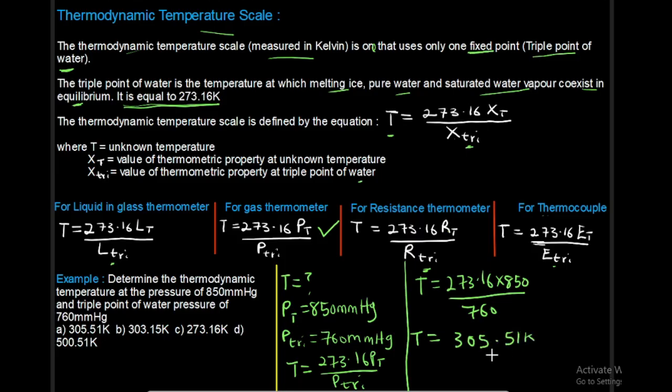That will give us 305.51 Kelvin. Don't forget, the thermodynamic temperature scale usually measures temperature in Kelvin, whereas the Celsius scale will give you your answer in degrees Celsius. So this is our answer here: T equals 305.51 Kelvin, which is option A.